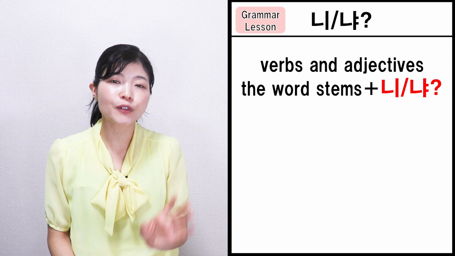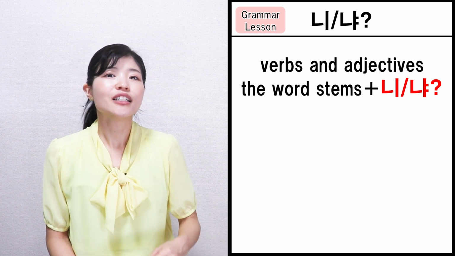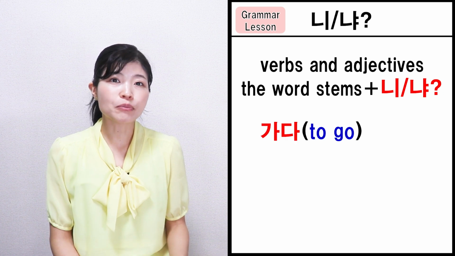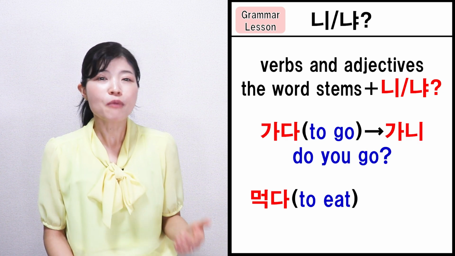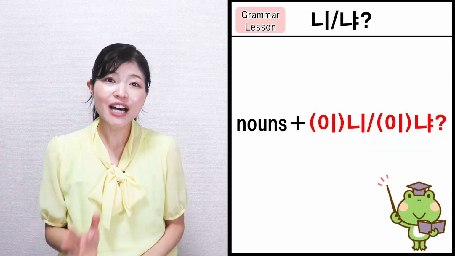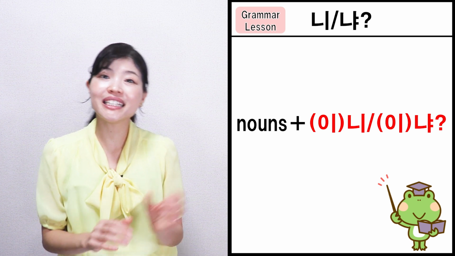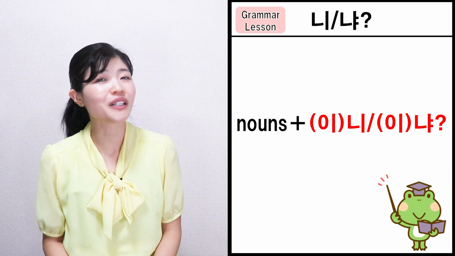In the case of verbs and adjectives, you just attach 니, 냐 to the word stems. For example, 가다 to go will be 가니, do you go? 먹다 to eat will be 먹니, do you eat? For nouns, you use 이니 or 이냐, depending on whether a noun has a final consonant or not.